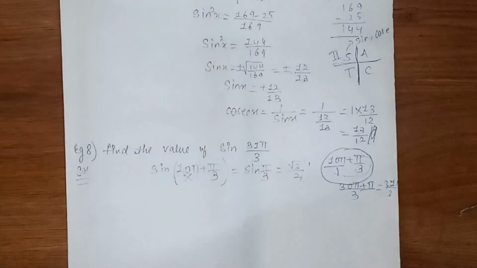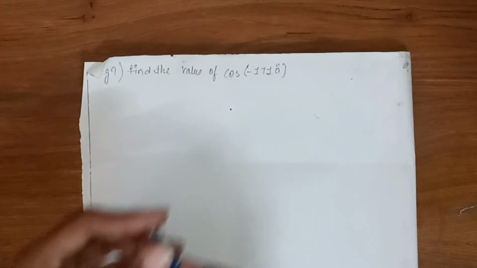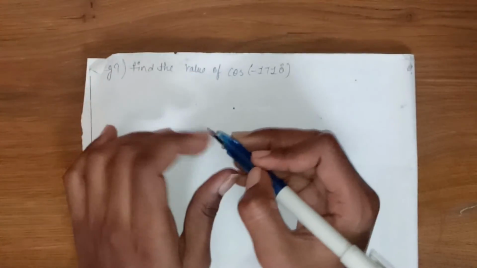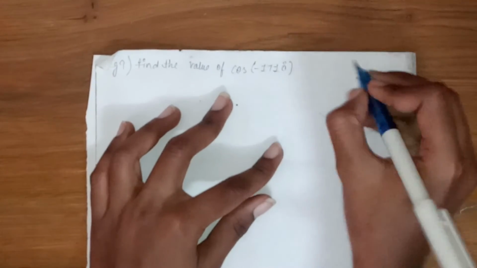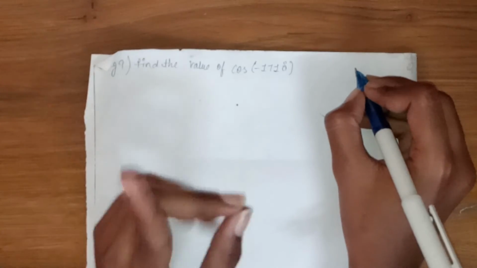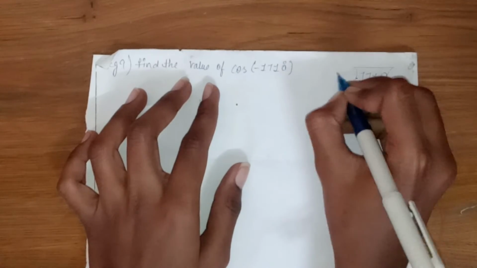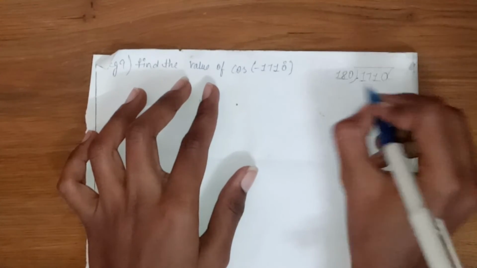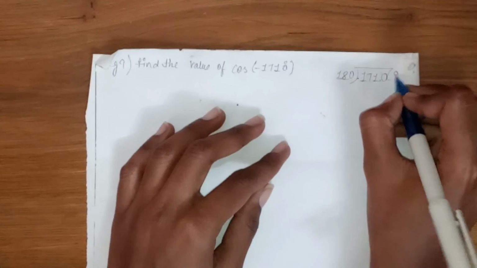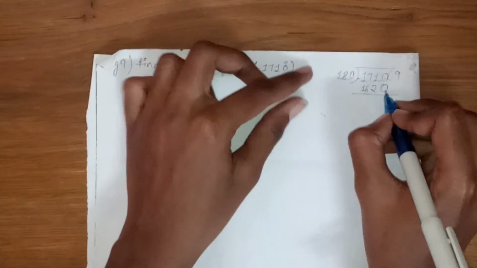So let's go to example 9. Example 9 is find the value of cos of minus 1710 degrees. When you get a question like this, first you have to divide by 180. Any value you get like this, divide it by 180, as I said when discussing the exercise 3.2 solutions. So we divide 1710 by 180. In the 180 table, what is less than 1710? It is 9 times, which is 1620.